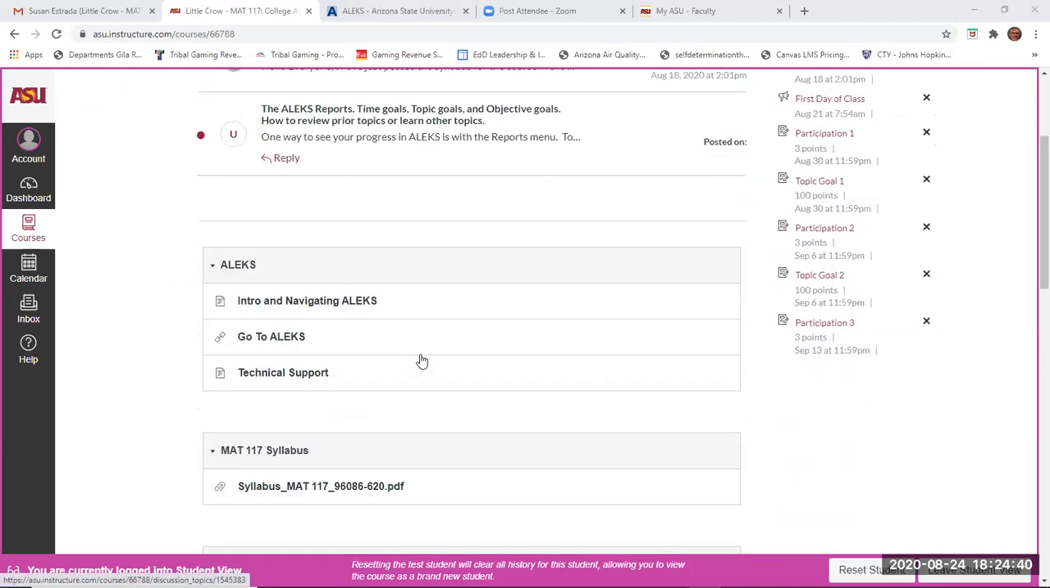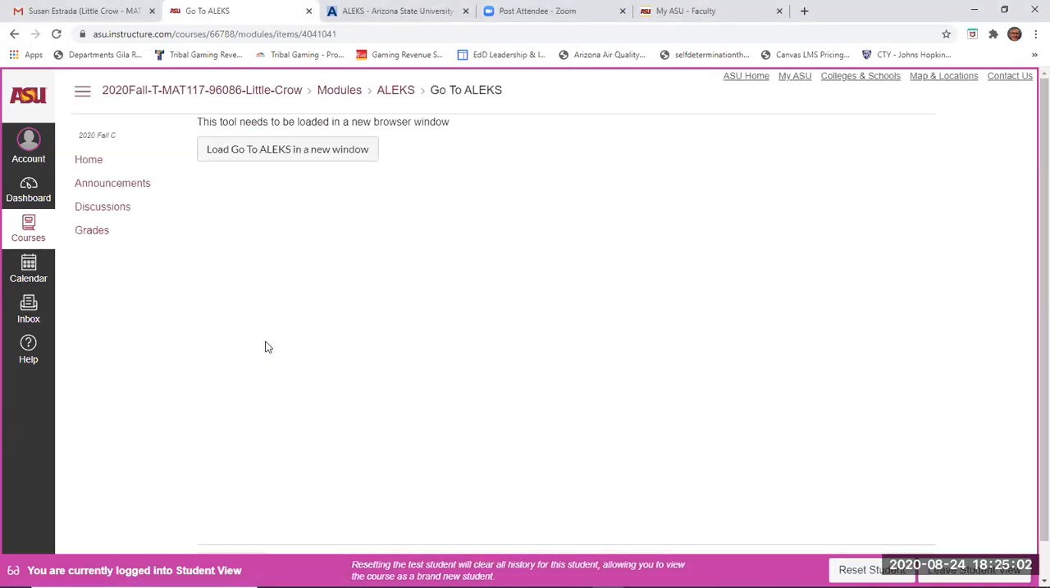So from here, as soon as you come in, there is this intro to navigating ALEKS. That will give you some videos on how to move through ALEKS. But again, that doesn't make much sense until you actually just start doing it. So what I want you to do is to click on Go to ALEKS if you haven't already. If you've done this, that's great. Go to ALEKS.